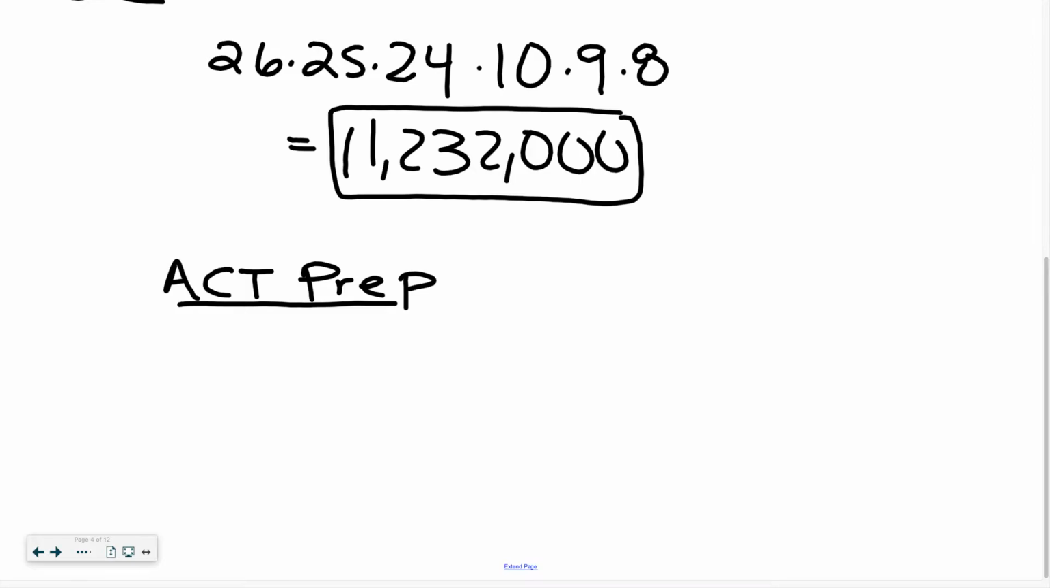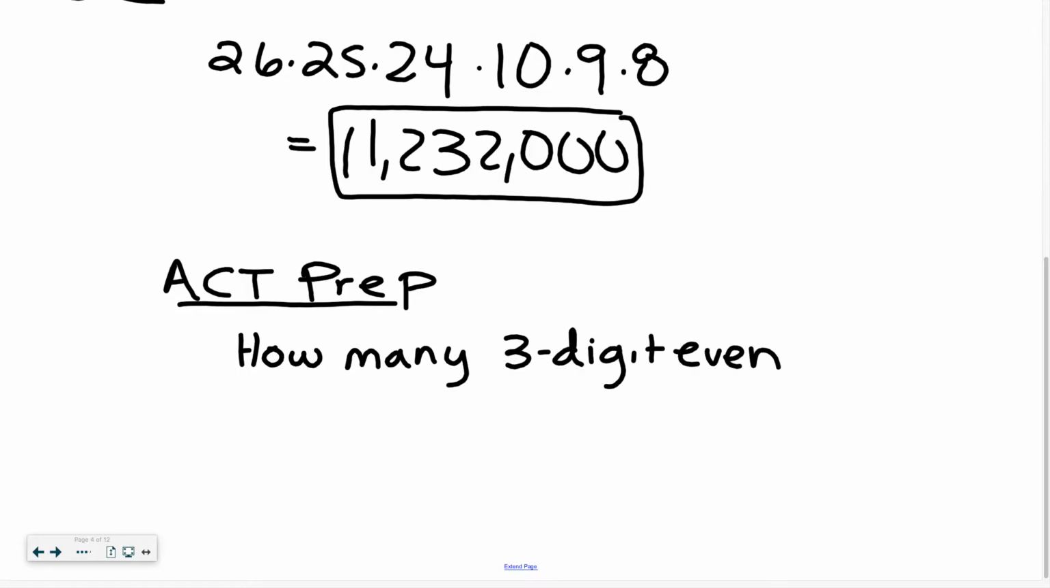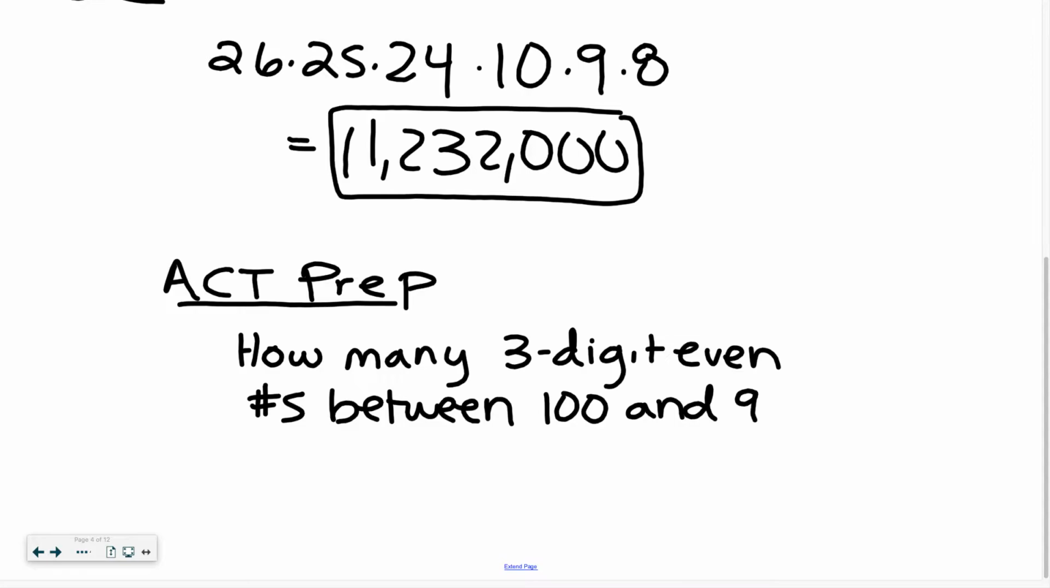They use the fundamental counting principle, and a lot of times it might be something like this. How many 3-digit even numbers between 100 and 999? Well, you really don't want to spend your time on the ACT listing out the even numbers. One way to do it would be to consider, like, from 100 to 200, right?